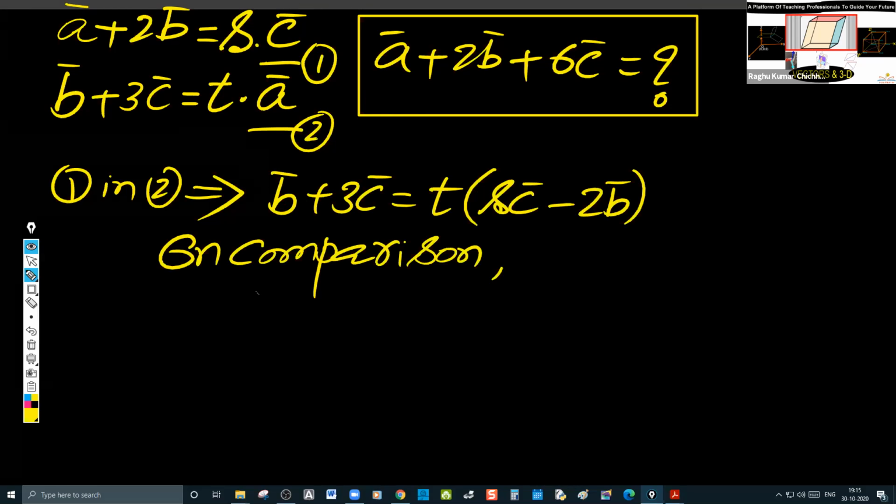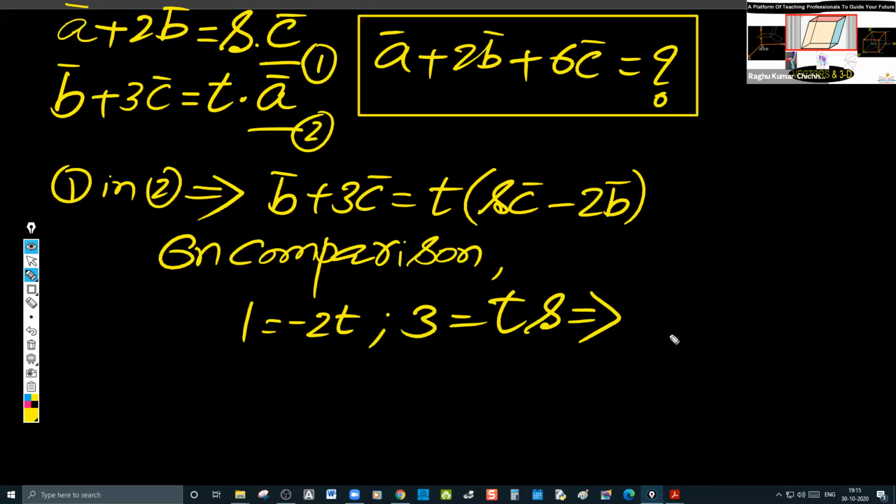the B bar coefficient here is 1, and here the B bar coefficient is minus 2T. That is, you got the value of T as minus 1 by 2. The C bar coefficient is 3, and here it is TS. From this one, T is equal to minus 1 by 2, and you have got both the values now. S is equal to 3 by T, which is 3 by minus 1 by 2. S is minus 6.